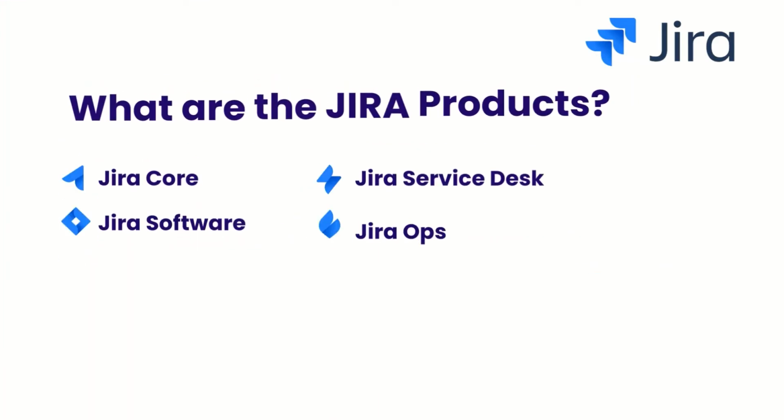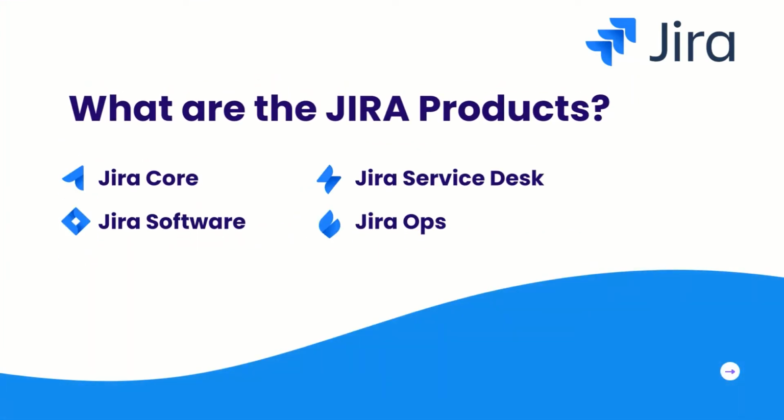The next one is: what are Jira products? Many people are not aware that Jira is a family of products built to help all types of teams track their work. There are four products built on the Jira platform: Jira Core, Jira Software, Jira Service Desk, and Jira Ops. I will tell you one by one what they mean and what the features of these products are. So let's start with Jira Core.